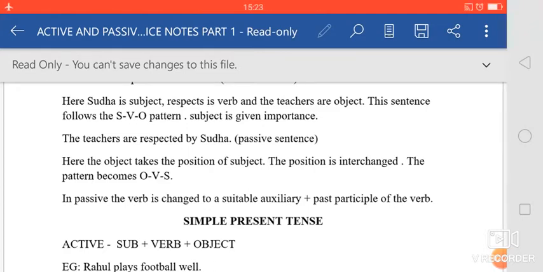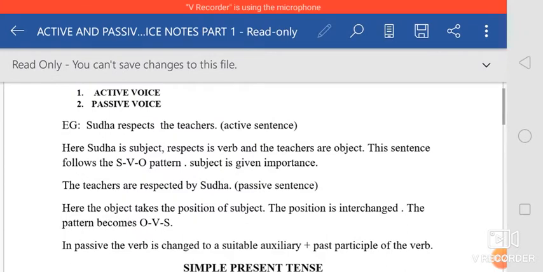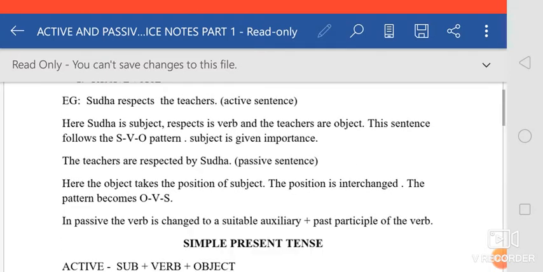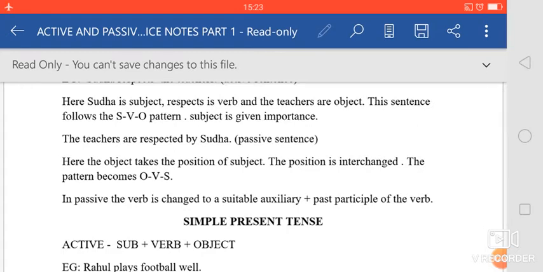Okay, so we always make a passive form using a suitable auxiliary and the past participle of the verb. ओके हम हमेशा पैसिव कैसे बनाते हैं, एक ऑक्सिलरी यूज़ करते हैं, सूटेबल ऑक्सिलरी यूज़ करते हैं टेंस के हिसाब से, फिर पास्ट पार्टिसिपल ऑफ द वर्ब यूज़ करते हैं. हमेशा वर्ब का पास्ट पार्टिसिपल दैट इज़ द V3 फॉर्म विल ऑलवेज कम इन पैसिव.